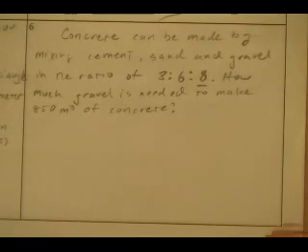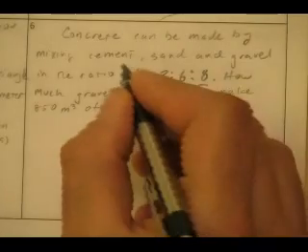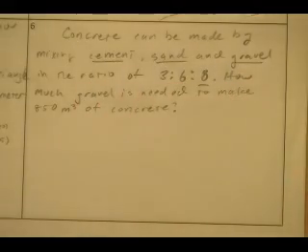Nice. Here's a little word problem for you. Concrete can be made by mixing cement, sand, and gravel. Three ingredients: cement, sand, and gravel mixed together to make concrete in the ratio of 3 to 6 to 8. How much gravel is needed to make 850 cubic meters of concrete?